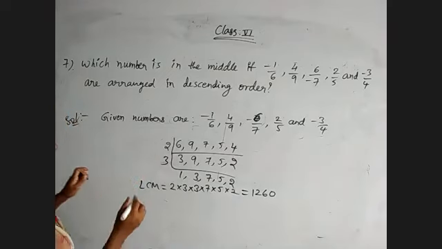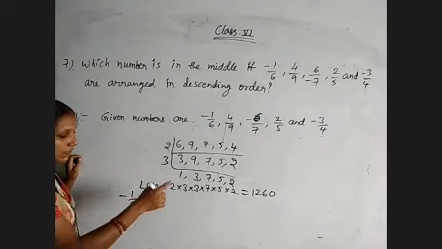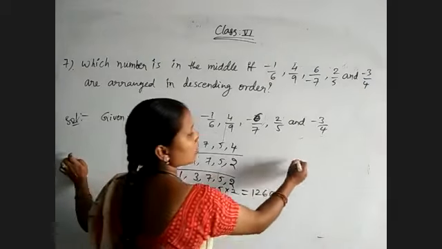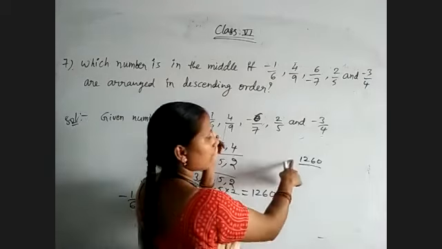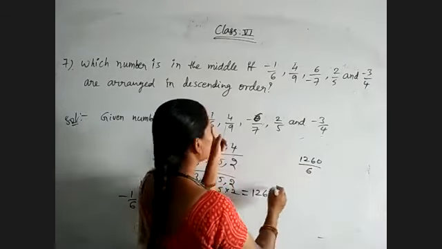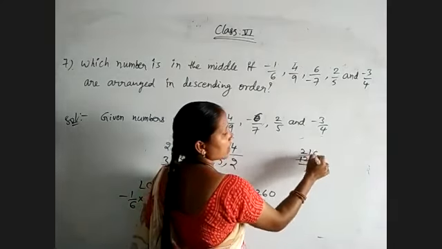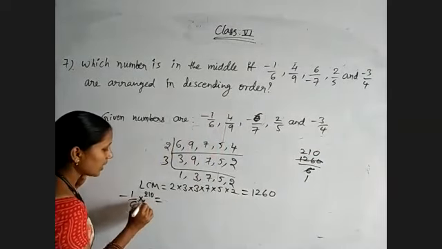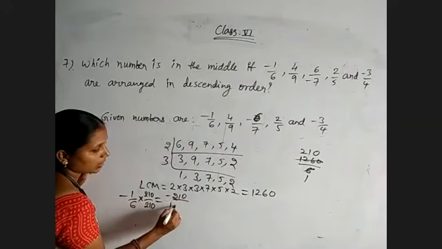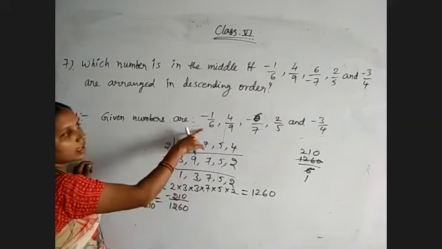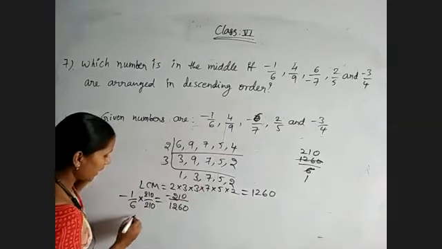Now coming to the fractions. We must see by multiplying which number we get that product. For that, divide the LCM by the denominator. For the first fraction, the denominator is 6. 1260 divided by 6 is 210. So 210 by 210, that is nothing but minus 210 by 1260, which is the equivalent fraction of minus 1 by 6 with denominator 1260.